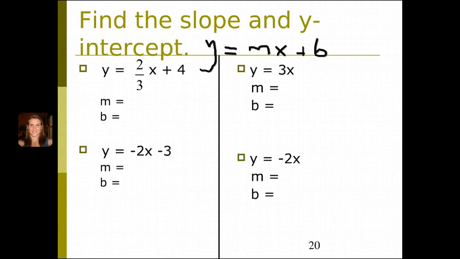On the first problem, y equals 2/3 x plus 4, your m, or your slope, is 2/3. The y-intercept is 4. On the problem beneath it, y equals negative 2x minus 3. Your slope is negative 2, and the y-intercept is negative 3.